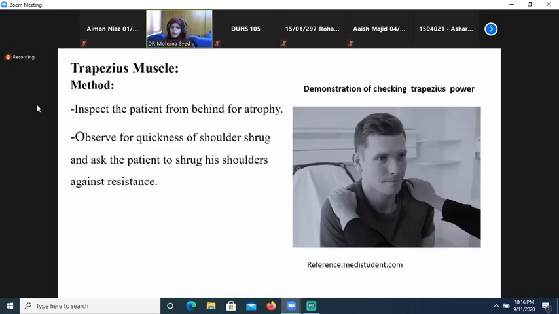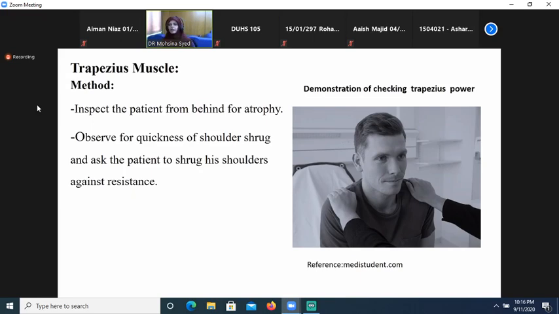Okay, so for the trapezius muscle, we stand from behind and look for any atrophy of the muscles. Then we place our hands over the shoulders and give some resistance and ask the patient to shrug the shoulders or raise the shoulders against your resistance. If the patient is able to shrug the shoulders, then the trapezius is normal. But if the patient is not able to shrug the shoulders or the shoulder droops, then there is weakness of the accessory.